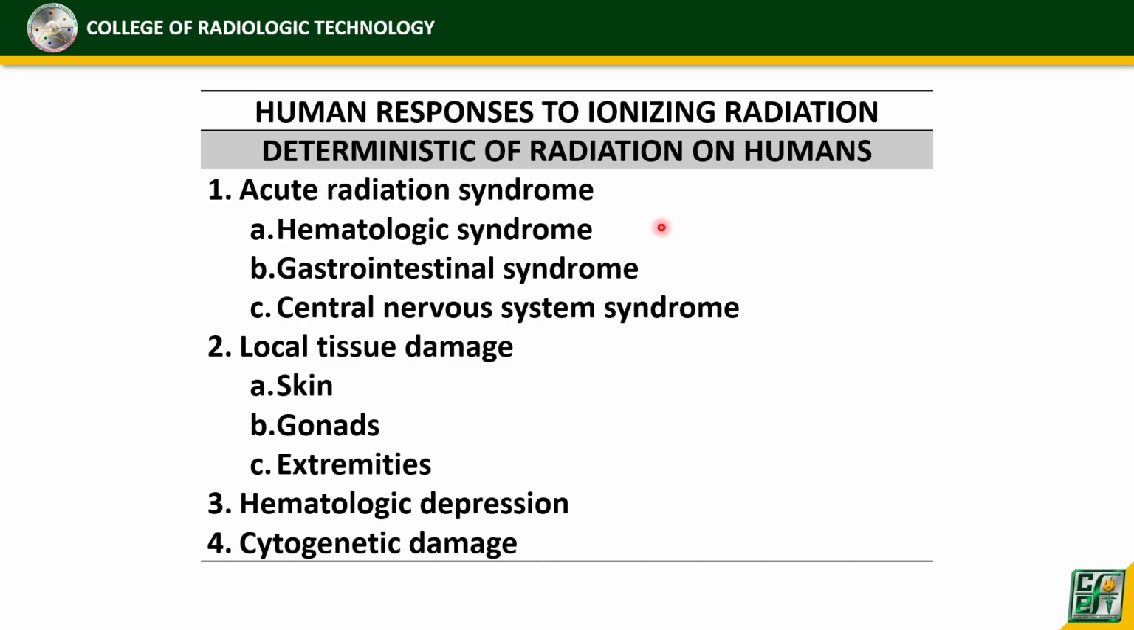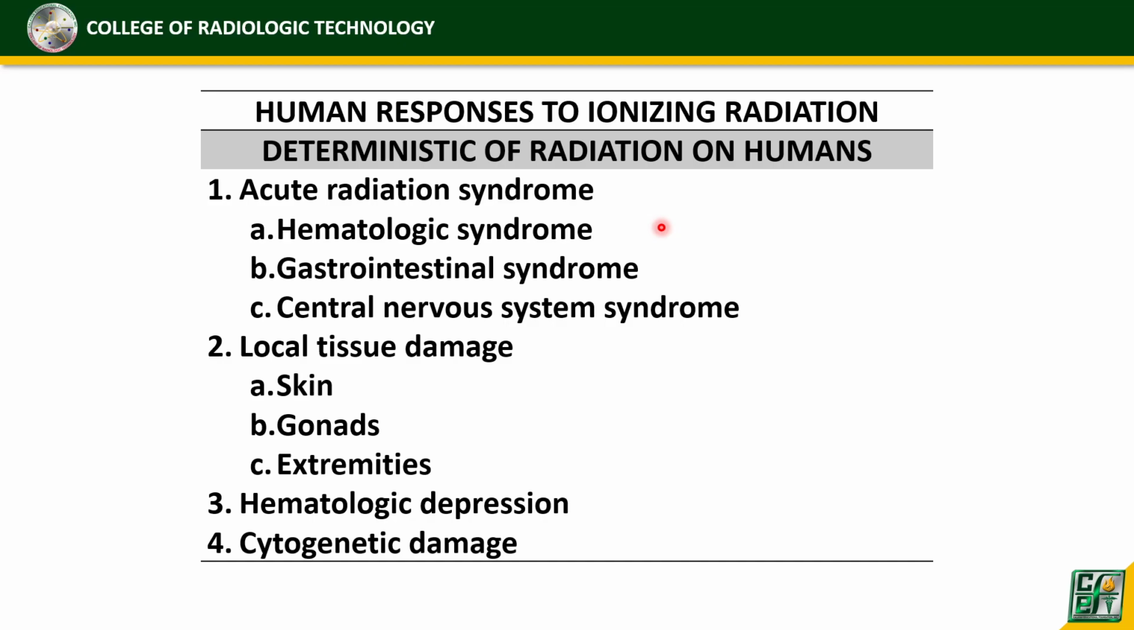So acute radiation syndrome or ARS. This acute radiation syndrome has different stages. The hematologic syndrome is the first stage. Then the second stage is the gastrointestinal syndrome. And then the final stage of the acute radiation syndrome is the central nervous system syndrome. Each of these syndromes has a different radiation dose threshold. And of course, each of these stages has different signs and symptoms.